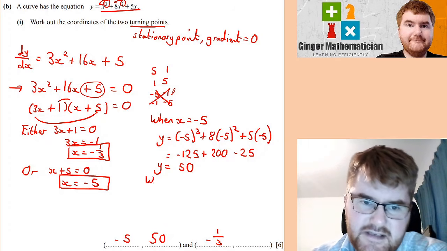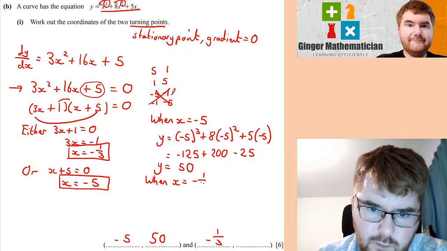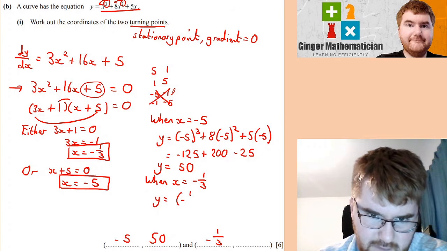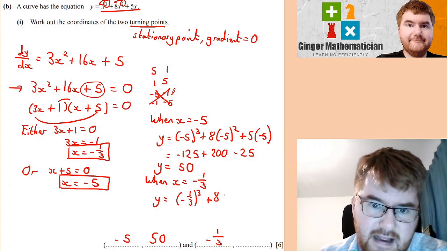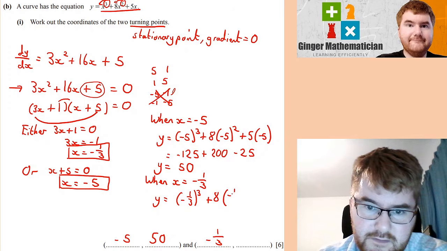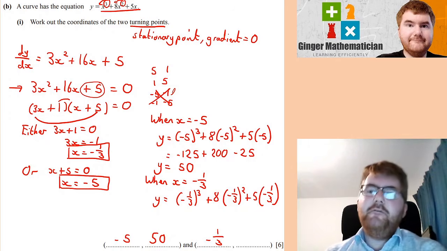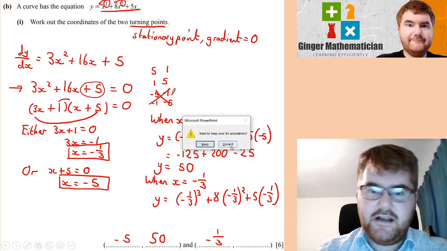And we do exactly the same process, but we do it with x is equal to minus 1/3. Now you can imagine how messy this can get. So minus 1/3 cubed plus 8 lots of minus 1/3 squared plus 5 lots of minus 1/3. And before you think about trying to work this out in my head, I'm not going to do it. I'm going to use a calculator.